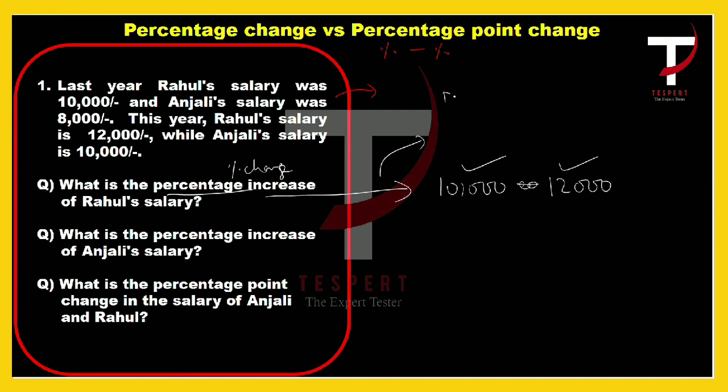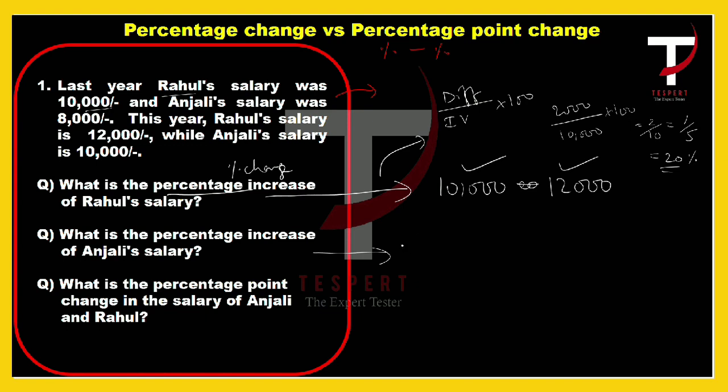If you remember, the formula is difference by initial value into 100. So calculate the difference: 12,000 minus 10,000, which is equal to 2,000. So 2,000 by initial value. What was the initial salary of Rahul? 10,000. 2,000 by 10,000 into 100 is equal to 2 by 10, which is equal to 1 by 5, which is equal to 20%.